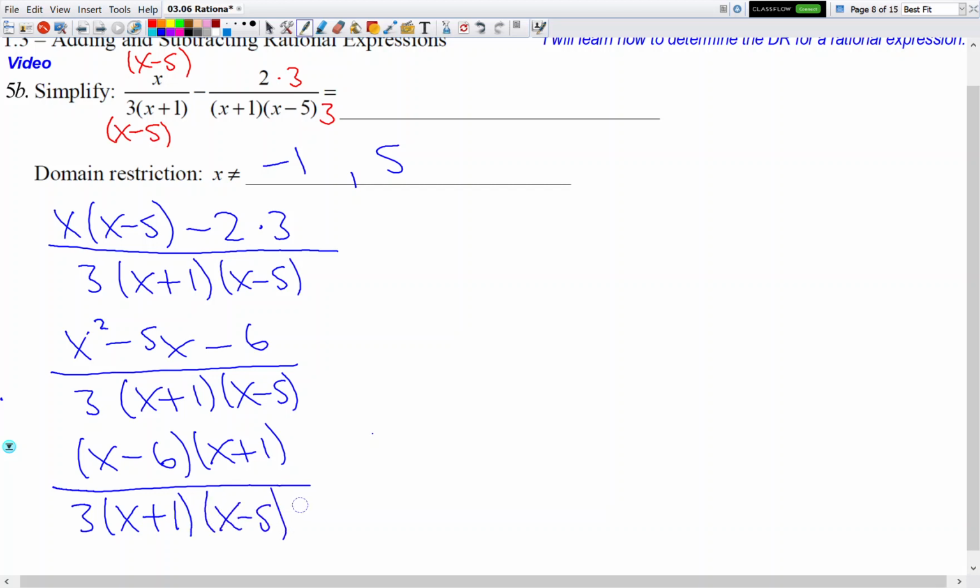Okay, so then you're going to do one last round of trying to simplify your fraction. So basically, you're going to say to yourself, is there anything that matches exactly on top and bottom? And you're going to say, yes, there is. There's an x plus 1 on the top and the bottom, so I can erase it, or I can cross it out. So your final answer is going to be x minus 6 in parentheses over 3 times x minus 5.